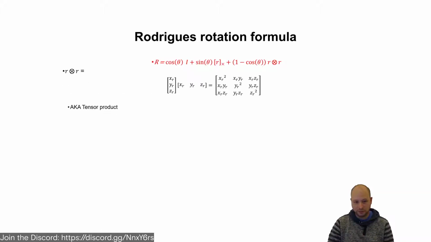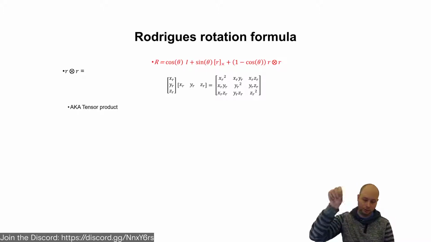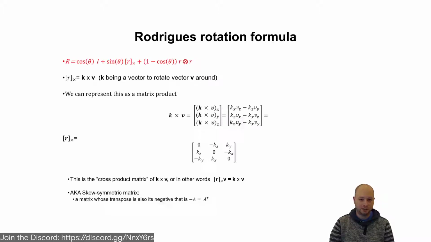So to talk a little bit about the final bit, the R cross R is effectively its tensor product, or its own cross product, effectively. Just the tensor product, which has a pretty straightforward value here, right? You're just taking the vector and multiplying it by its transpose, and you get the square down the diagonal and the respective combinations.